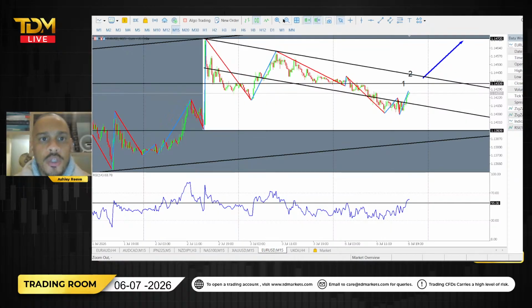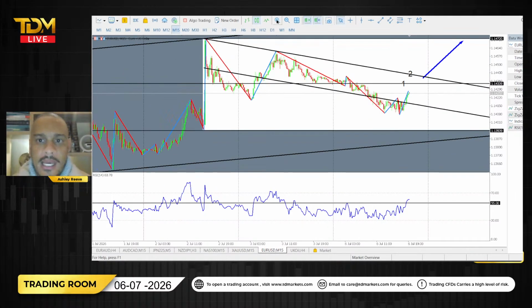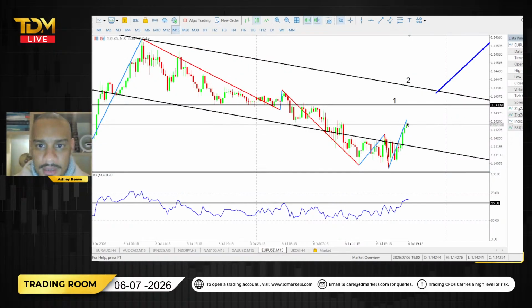Euro USD. We are above the area, but not inside the striking zone yet.